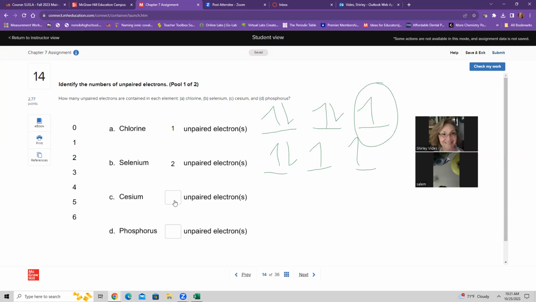Cesium has one unpaired electron because it's on the S, and it's only S1, so it's just one again. Okay, phosphorus, P5. Phosphorus is in the third one, so 3 unpaired electrons because it's 3.